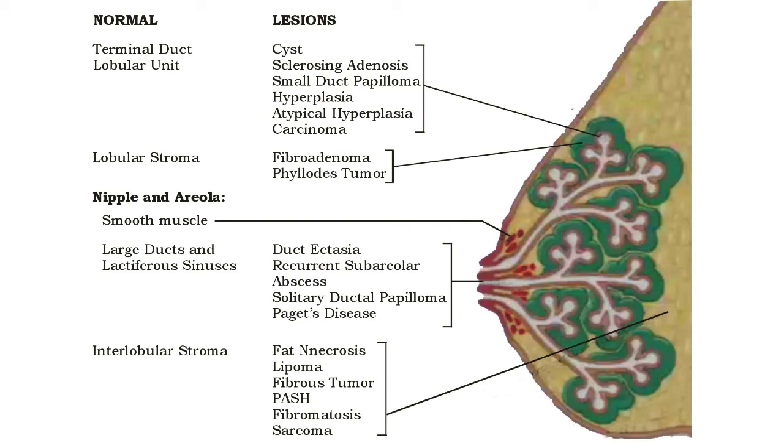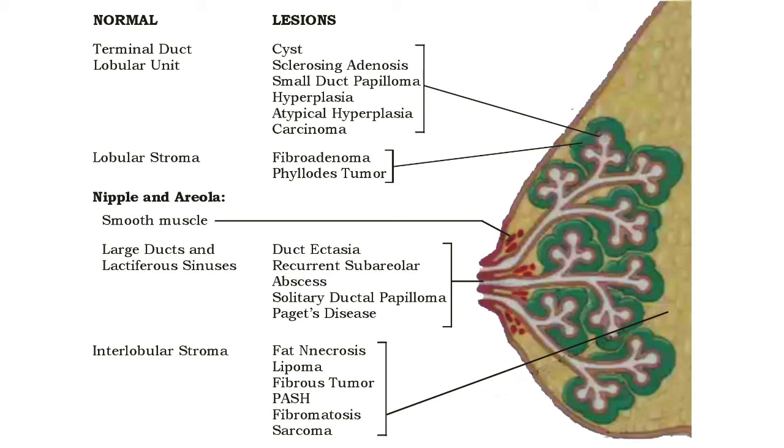From the terminal duct lobular unit, the lesions which arise are cyst, sclerosing adenosis, small duct papilloma, hyperplasia, atypical hyperplasia, and carcinoma. Then the area shown as lobular stroma, from this place arises fibroadenoma and phyllodes tumor.